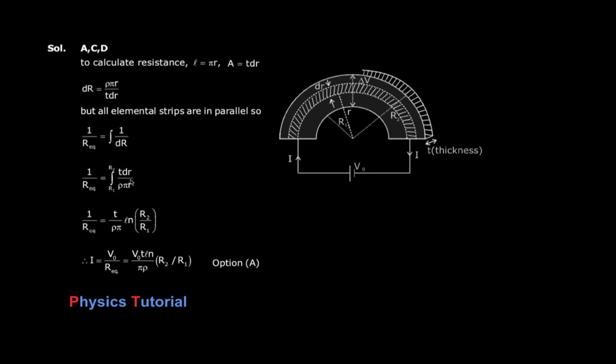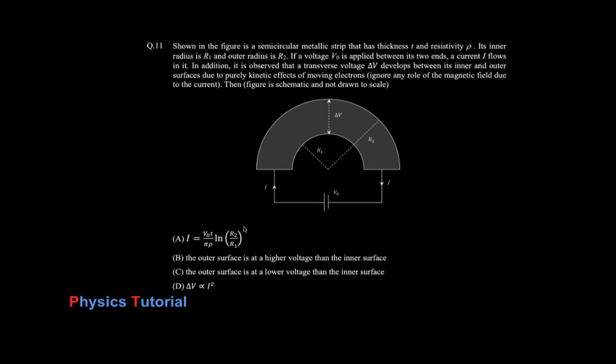Now if you integrate, the integral of dx upon x is ln x. So the integral of dr by r, with t upon pi rho taken out, gives ln r, with upper and lower limits, ln r2 by r1. In this way we get the current also. I is equal to V0 upon R equivalent, taking the reciprocal, so that I is ln of r2 by r1 times V0 t upon pi rho. So if you see, option A is correct. Yes, option A is correct.